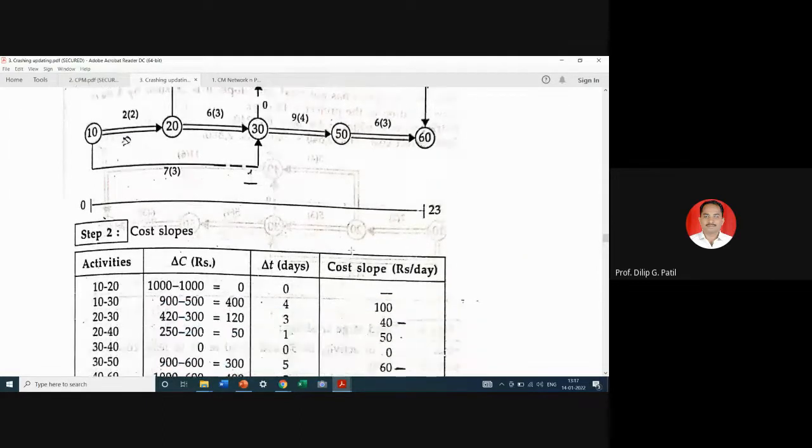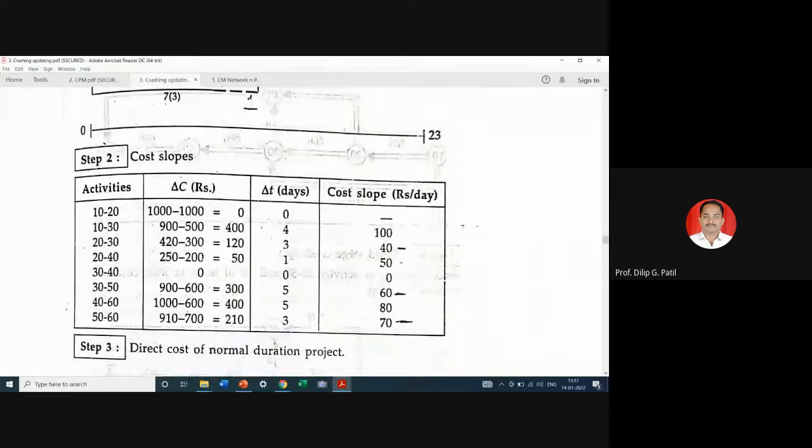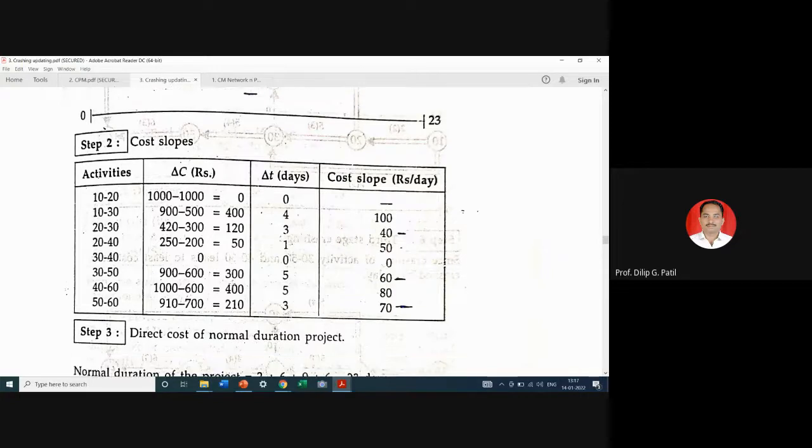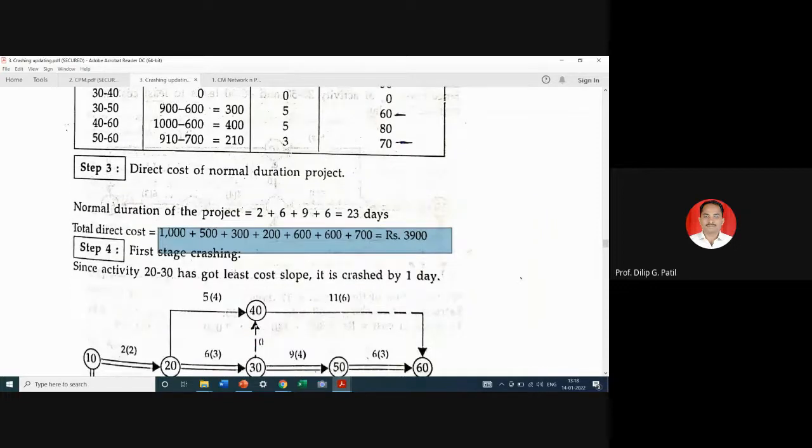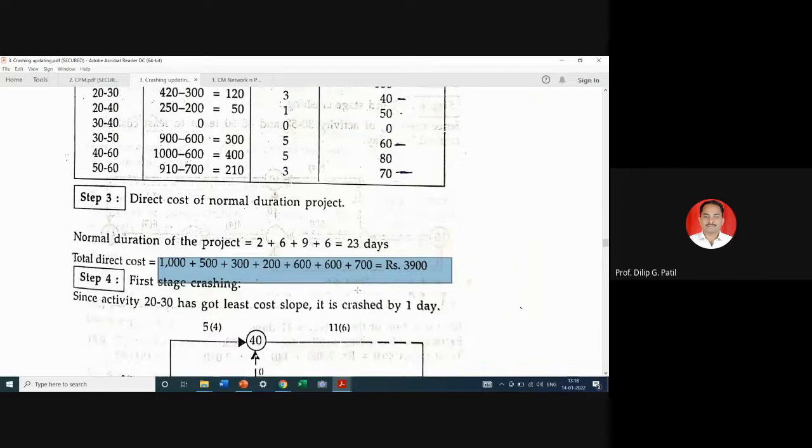There will be little difference if we miss any one step, but you can go ahead with your guidelines. That is, you have to crash critical activities step by step. So you cannot go for crashing of non-critical activities like this. So first stage of crashing is, since 2030 has least cost loop, it is crashed by 1 day, 2030.